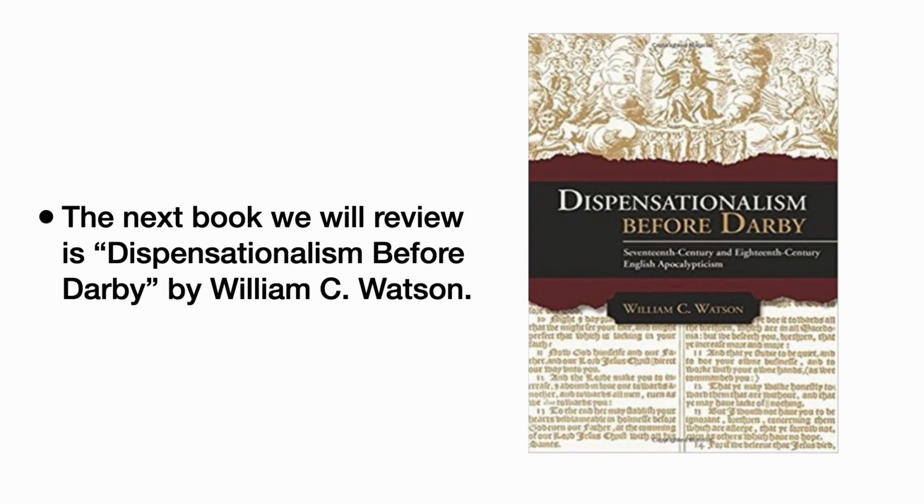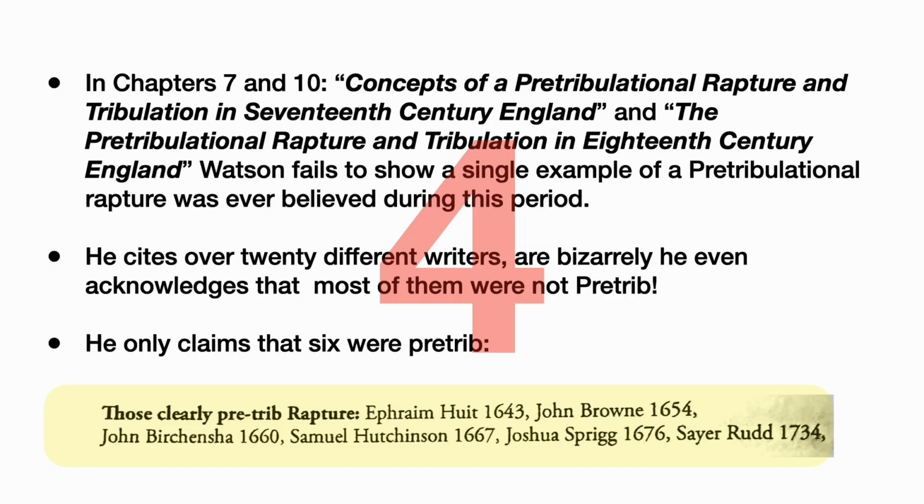He has 2 chapters in which he's trying to find evidence of a pre-tribulational rapture. Chapter 7 and chapter 10. The first chapter is called Concepts of a Pre-Tribulational Rapture in 17th Century England. Again, pre-tribulation, the very word there means a rapture before the tribulation. And then chapter 10 is called the Pre-Tribulational Rapture and Tribulation in 18th Century England. So he's got 2 chapters, again, covering 200 years.